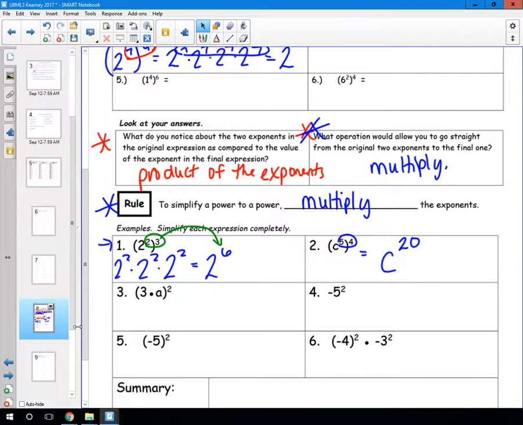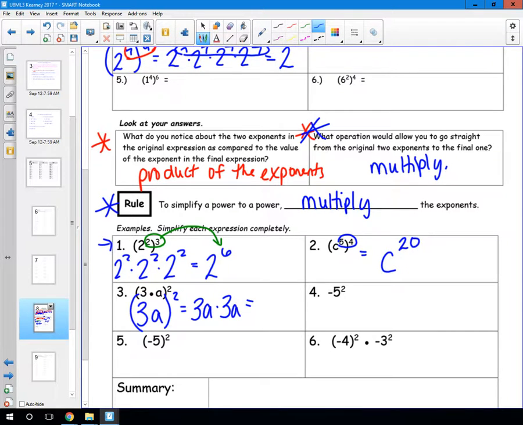Okay? Now, number 3 is a little tricky. What do you notice now? Instead of just having one base, do you see that number 3 is essentially saying 3a, all of that to the 2nd power? So if we write that in expanded form, that would be 3a times 3a. So then you would multiply your coefficients. 3 times 3 is 9. And a times a, if you added those exponents, would be a squared.